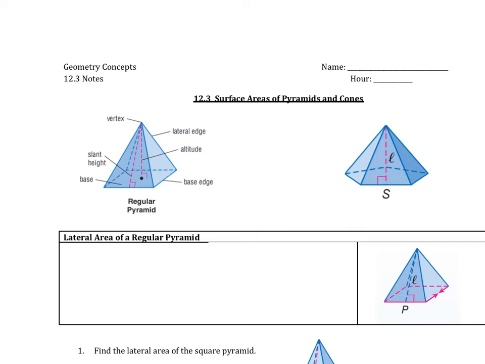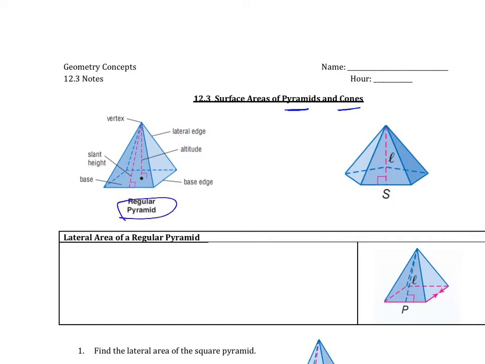Okay, ladies and gentlemen of geometry, here is 12.3. We're changing gears here now. Instead of prisms and cylinders, now we're looking at pyramids and cones. And it's kind of the same idea, except you got to think a little bit about what shapes you're dealing with. Okay, so this would be considered a regular pyramid.